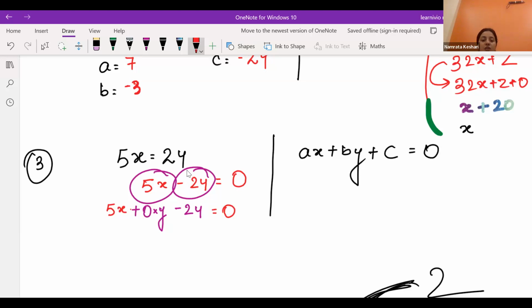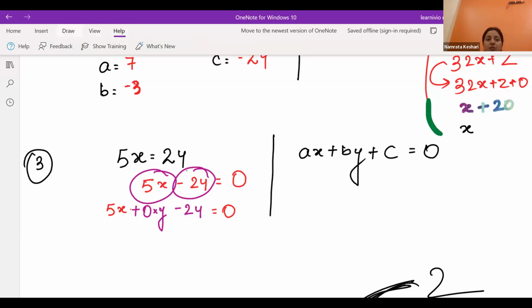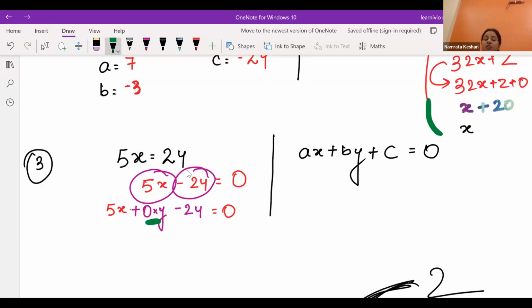Now again the same question. What is A, what is B, what is C? It's crystal clear to us that A is positive 5, B is nothing, that is 0, and C is minus 24, right? Yes, ma'am. So this term 0 into y we have written just for our satisfaction. It is not creating any change. Still it is 5x minus 24. 0 into y is just 0, and 0 added with anything is the same thing.